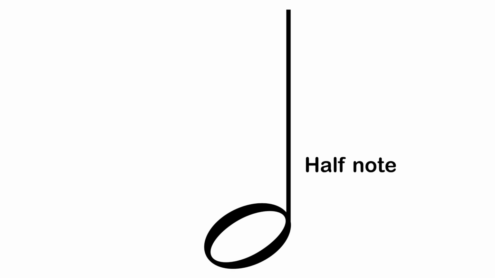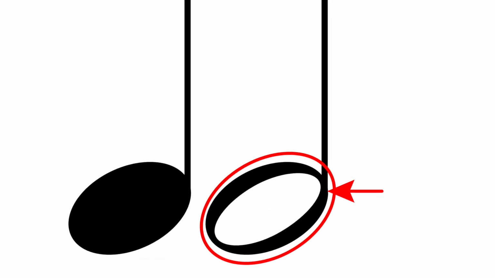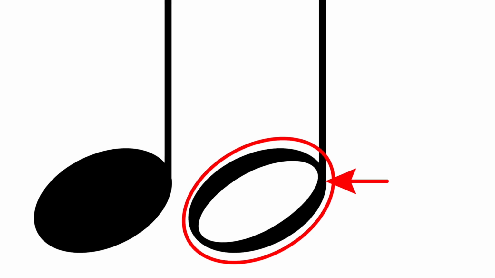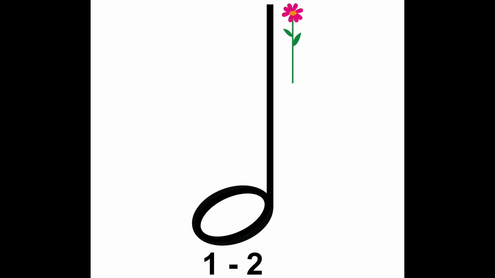This note is called a half note. It looks just like the quarter note except for one thing. Did you notice that the note head is empty? The quarter note's note head is all black. The half note's note head is white in the middle. They both have a stem. See my little flower again? And they can both be right side up and sometimes upside down. Half notes get 2 beats.